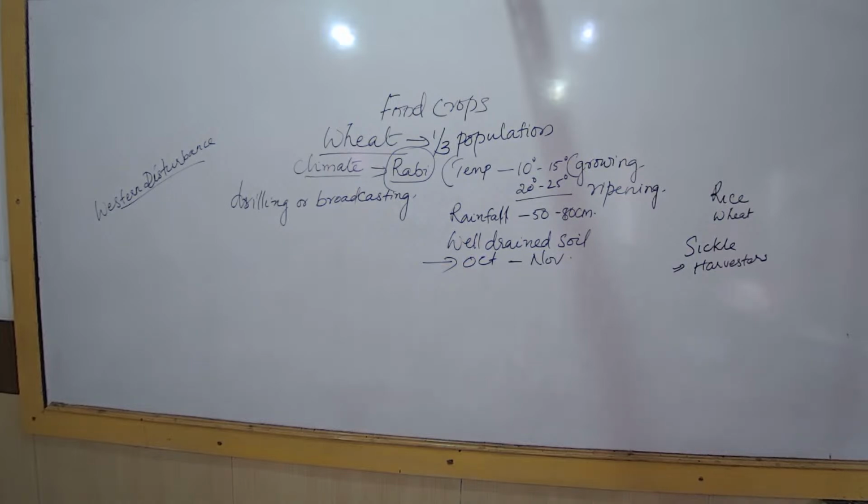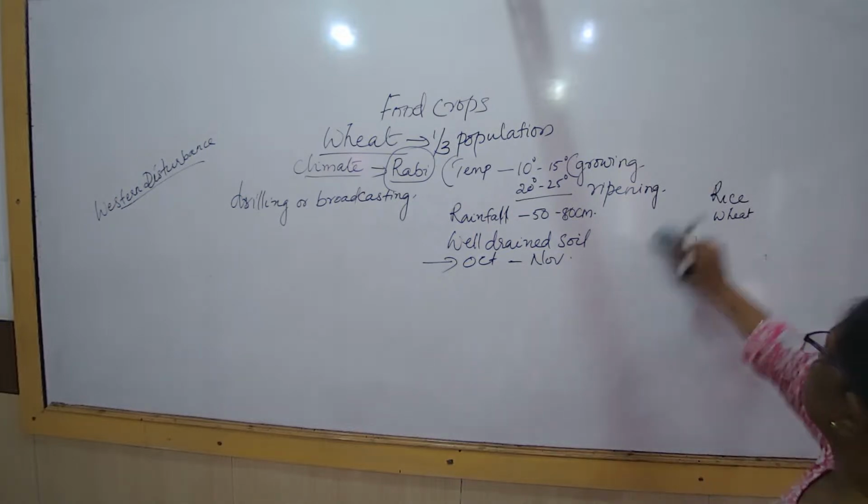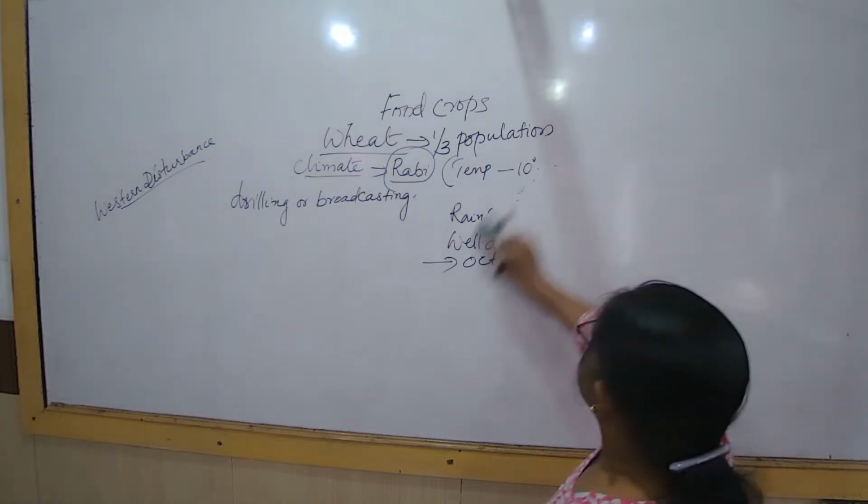Then the threshing process. Threshers are used in most cases. Otherwise, we have seen the picture of how they are beating it. Distribution, where it is grown: Uttar Pradesh, Punjab, Haryana, Rajasthan and Madhya Pradesh. Northern states are the most important producers of wheat. Got it? The next important topic is millets.